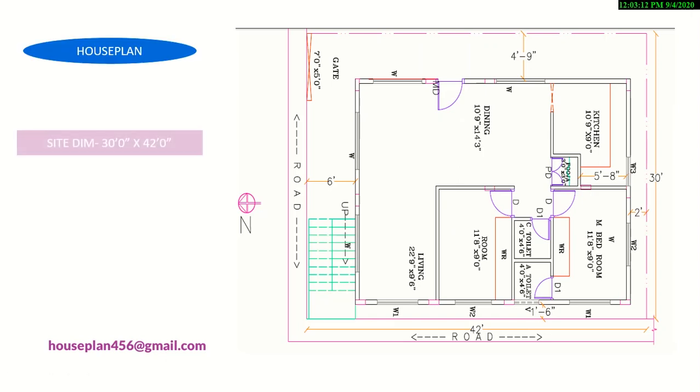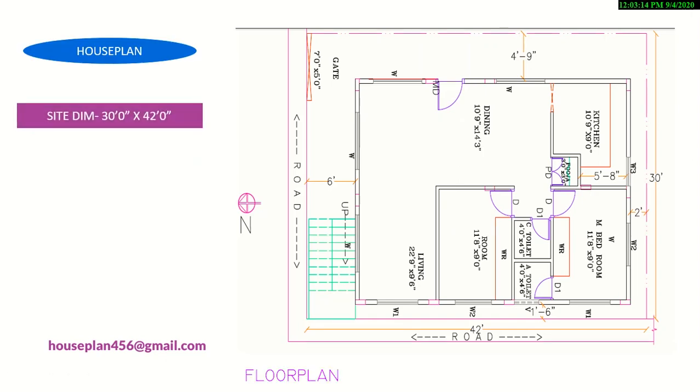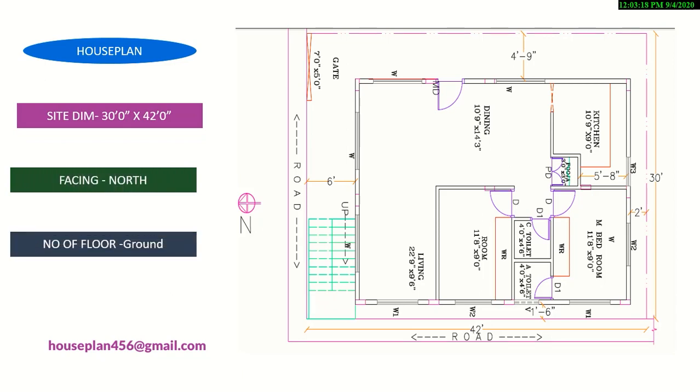Welcome to house plan. In this video, I will show you a 30 by 42 site dimension. Site facing is north. Number of floors is 1 floor, ground floor plan. And main door entrance is east facing.